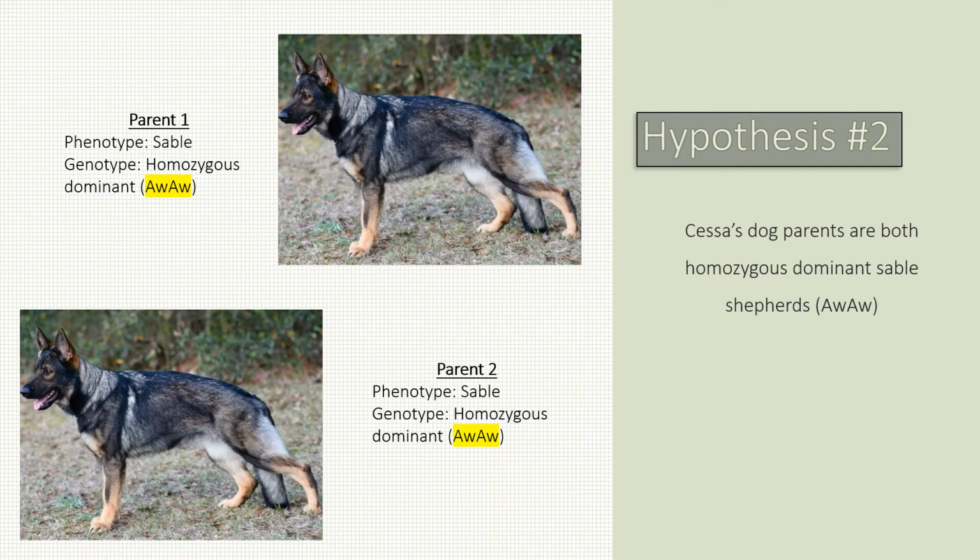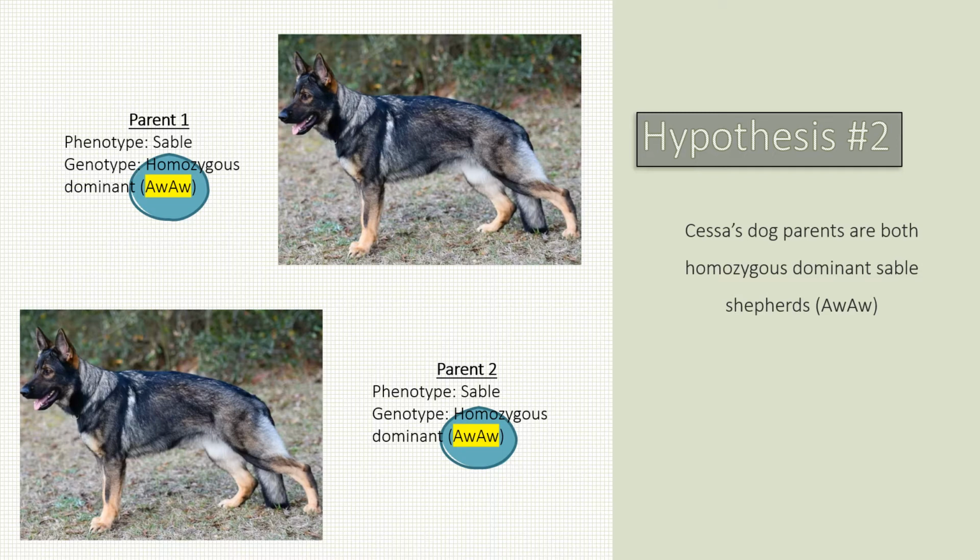So we have homozygous. Remember that homozygous means we have two of the same alleles. So AW, that's going to be really important. And we have our dominant sable shepherds. We know that that AW is going to be completely dominant. So we are going to note right here that we have our genotypes. Something to think about. We're going to work through this Punnett square.